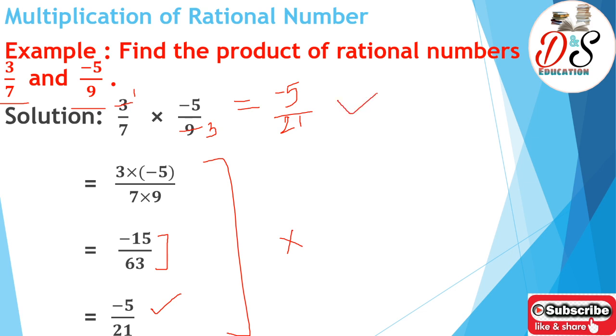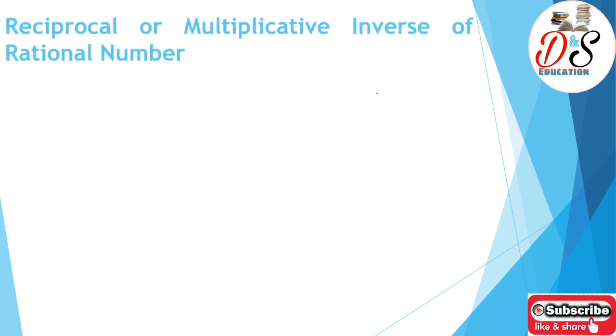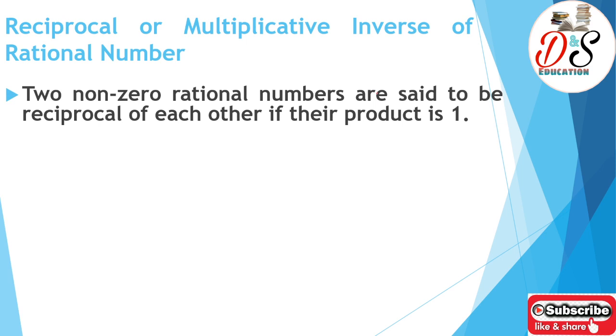ओके, मूविंग ऑन, नेक्स्ट टॉपिक वी हैव reciprocal or multiplicative inverse of rational number. We are going to use this reciprocal in finding the division of rational number. So what does reciprocal say? Two non-zero rational numbers, non-zero means the rational number should be positive or negative, are said to be reciprocal of each other if their product is 1.